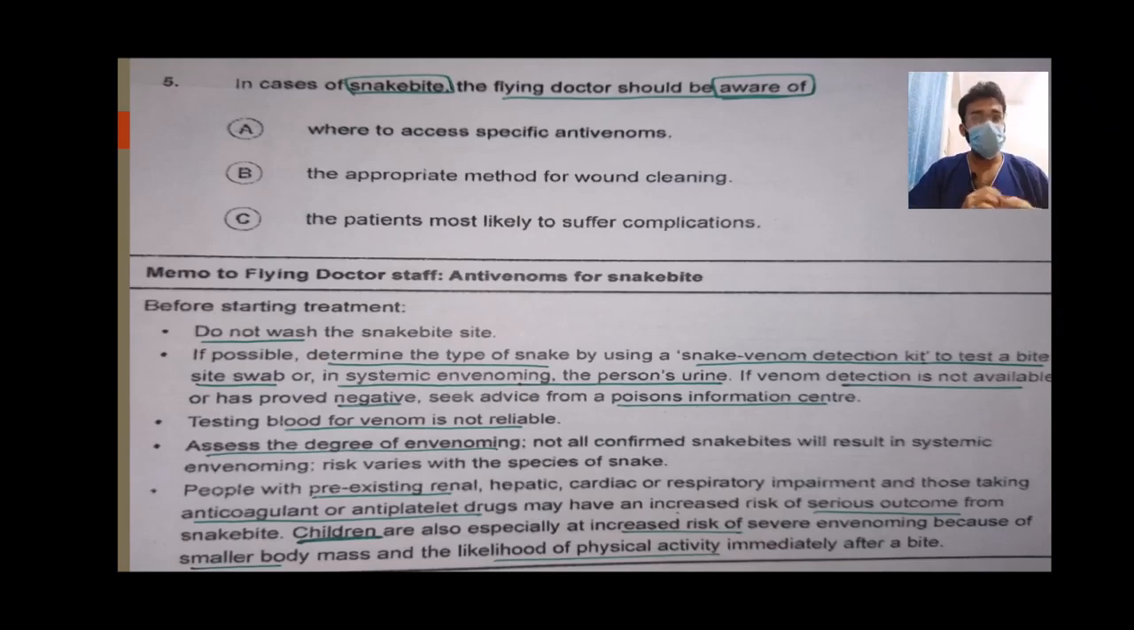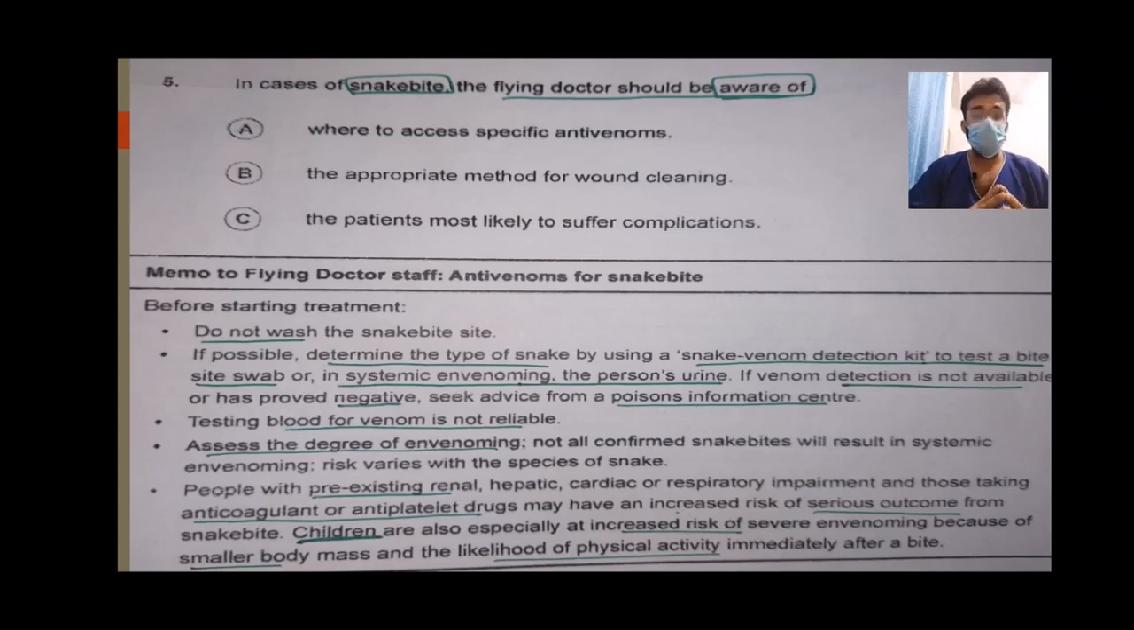Okay, testing blood for the venom is not reliable. Assess the degree of the envenoming. Not all confirmed snake bites will result in systemic envenoming. Risk may vary with the species of snake. Okay. People with a pre-existing renal, hepatic, cardiac or respiratory impairment and those taking anticoagulant or antiplatelet drugs may have an increased risk of serious outcome from the snake bite. Children are also at increased risk of severe envenoming because of their smaller body and likelihood of physical activity immediately after the bite.